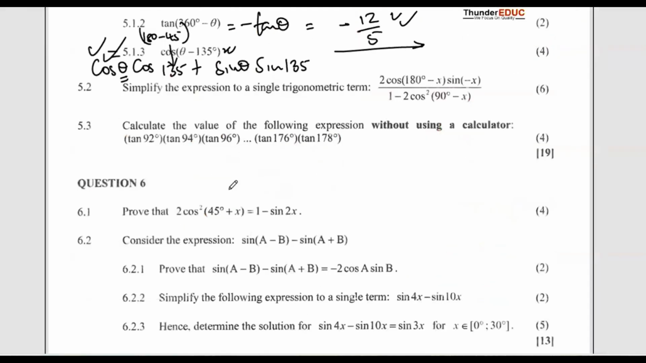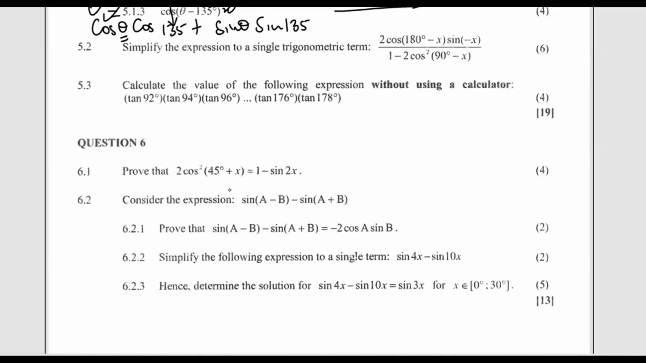Then 5.3. They want us to calculate the value of the following expression without necessarily using a calculator. So when you look at this pattern, I'm going to look at the first and then the last. So what is 92 plus 178? This is 178 and then 92. So 178 plus 92, we have 270.